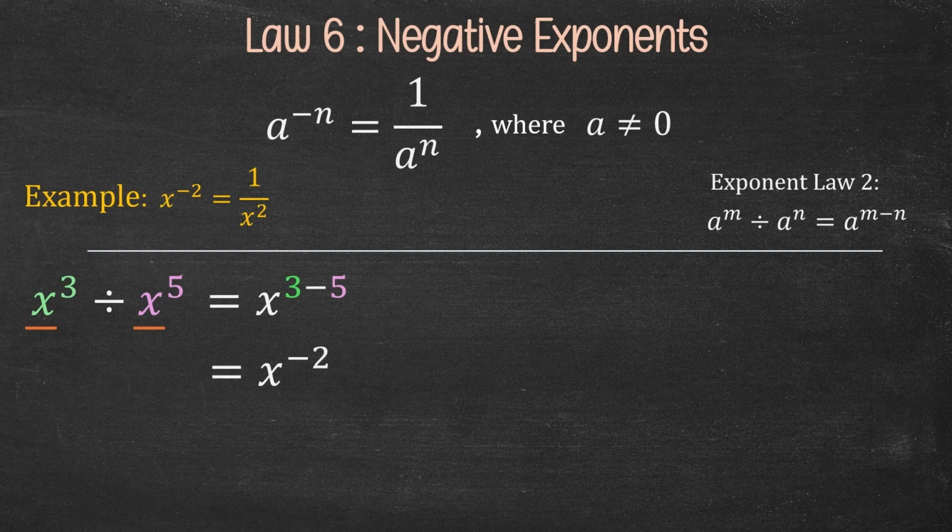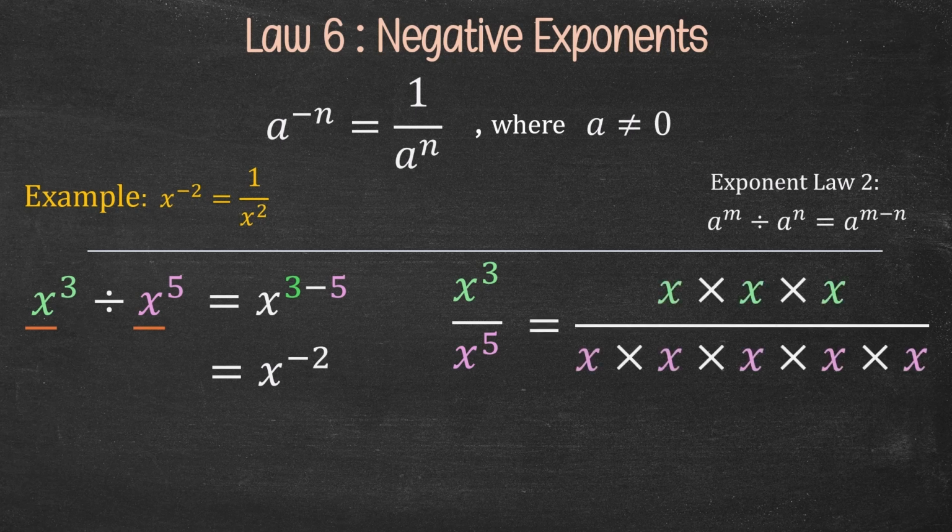But now let's look at the same expression, just written as a fraction. We all know that x cubed equals x times x times x, and x to the power of 5 equals x times x times x times x times x. Now we can cancel the matching x factors from the top and the bottom. There are 3 x factors at the top and 5 x factors at the bottom. So the 3 x factors at the top will cancel with 3 x factors at the bottom, and that will leave us with 1 at the top and x squared at the bottom.